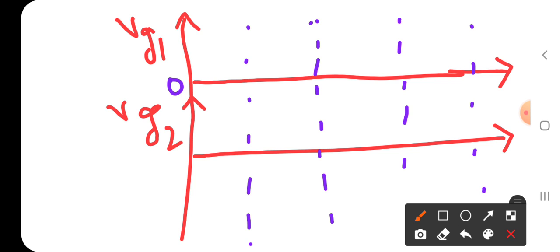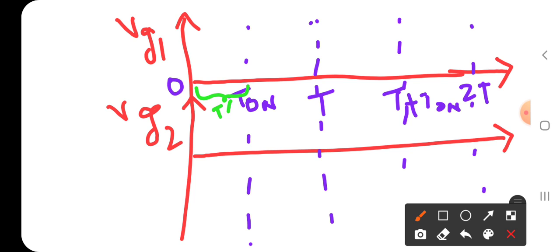Let me take this as 0, it is T on, it is T plus T on, 2T. Okay, two cycles I have taken. Essentially, our assumption is T on is greater than T by 2. So that means here it is T by 2, this is T by 2, and here also it is T by 2. But I want to turn on the first chopper for more than half of the time period in the output.